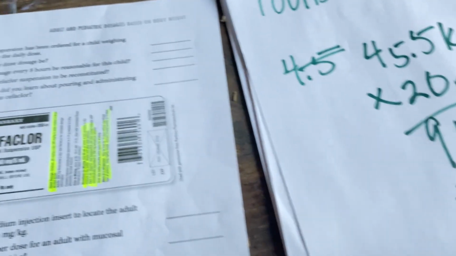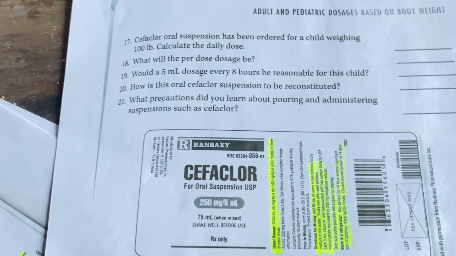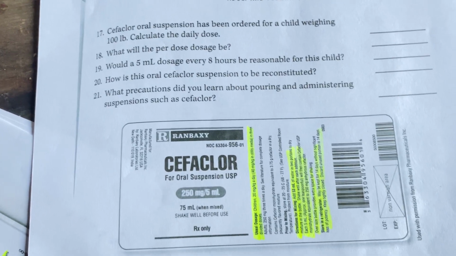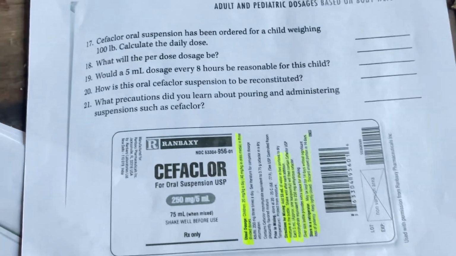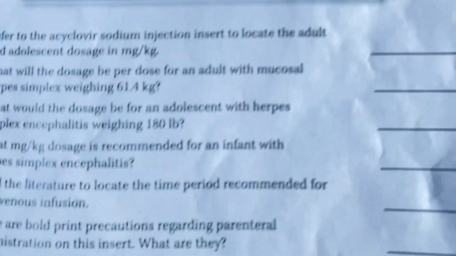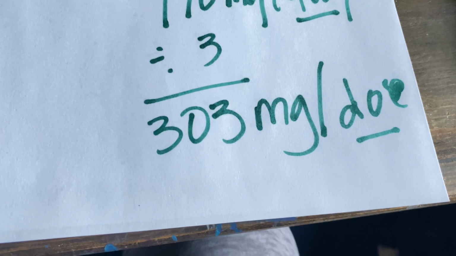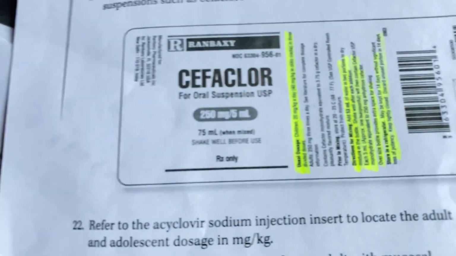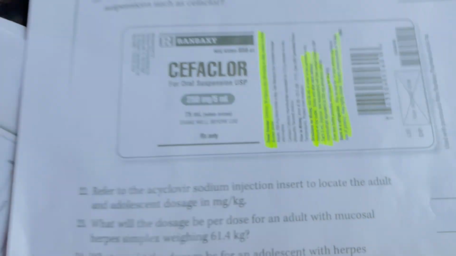Because they may mark it wrong, and then you'll be mad. Anyway, would a 5 milliliter dosage every 8 hours be reasonable for this child? Yeah. Given what the manufacturer said, we can't go over 303 milligrams per dose. So yeah, 250 milligrams in 5 milliliters would be reasonable.